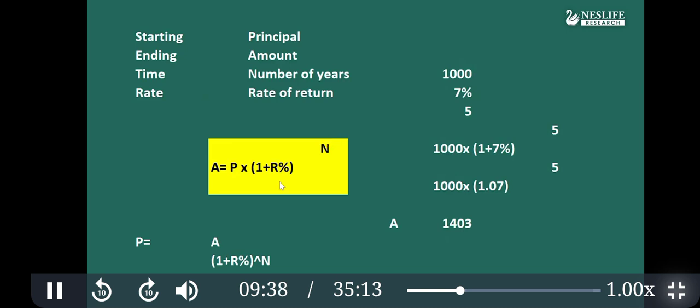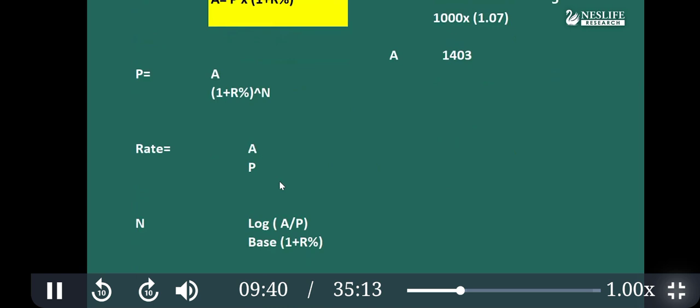Okay. So similarly, if the amount is given, the rate is given, and the number of years is given, we can calculate the principal as well. This will help you calculate how much you want to invest as of now to get a certain amount in future. So you can use this equation to find out the present principal from the future amount you want to get.